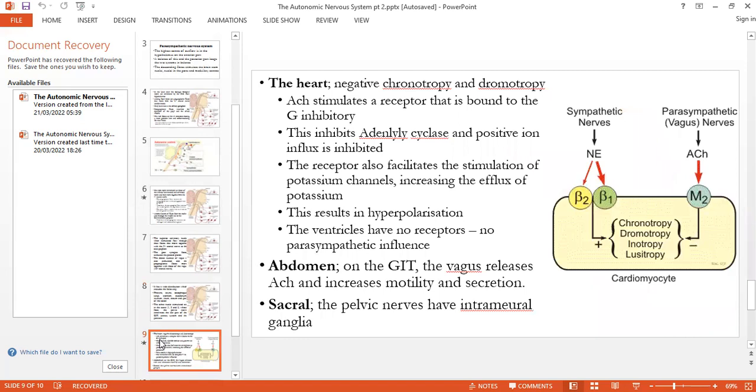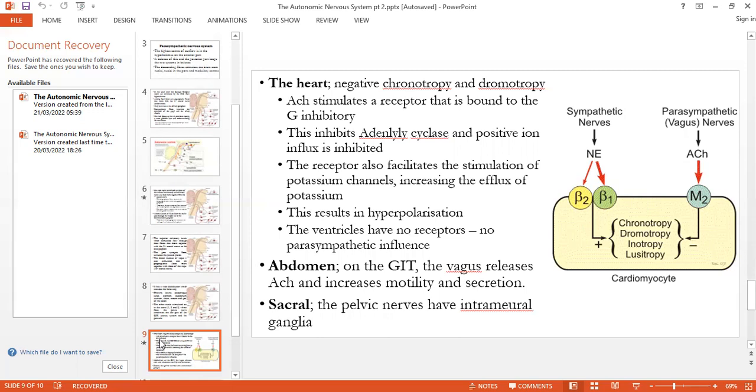Let's go to the heart. The heart shows negative chronotropy and dromotropy. Acetylcholine stimulates a receptor that is bound to the G inhibitory protein. This inhibits adenylyl cyclase, and positive ion influx is inhibited. The receptors also facilitate the stimulation of potassium channels, increasing the influx of potassium. This results in hyperpolarization. The ventricles have no receptors and no parasympathetic influence.